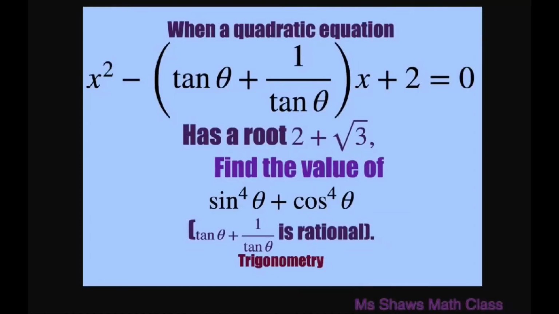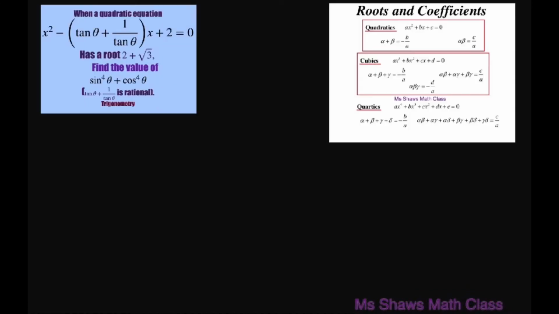When a quadratic equation, x squared minus (tan of theta plus 1 divided by tan of theta) times x plus 2 equals 0, has a root of 2 plus square root of 3, we're going to find the value of sine to the fourth power of theta plus cosine to the fourth power of theta. All right. So basically, we're just going to use the relationship between roots and coefficients.